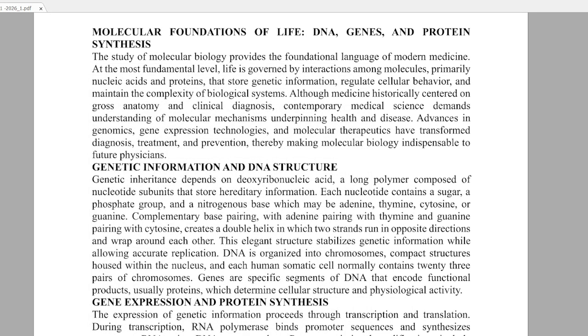Chapter 1, Molecular Foundations of Life. Molecular Foundations of Life: DNA, Genes, and Protein Synthesis. The study of molecular biology provides the foundational language of modern medicine.